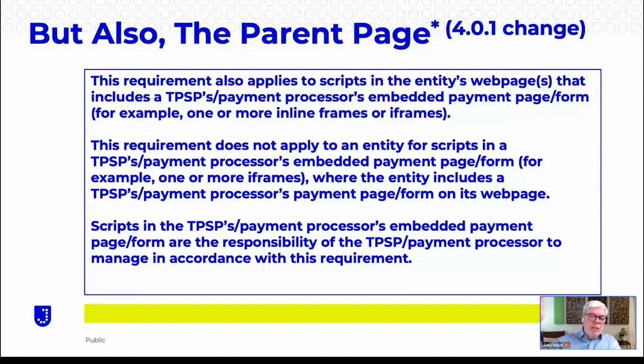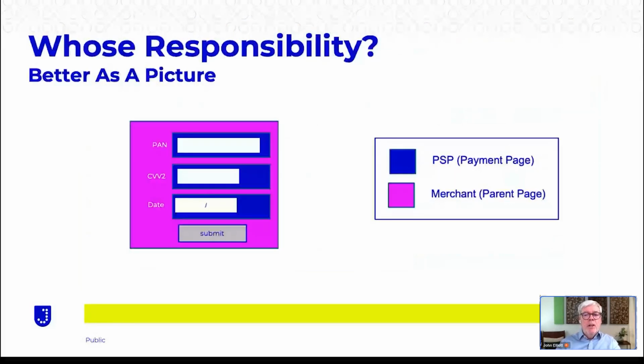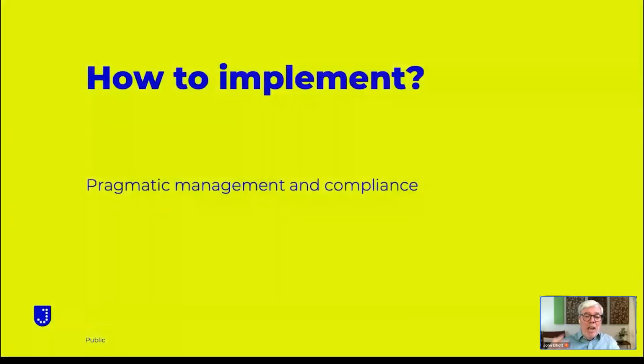For the merchant, it doesn't apply to the PSP scripts. The PSP scripts are their responsibility. That's what it says. I could have written that much quicker. And so as a picture, basically, the PSP and the merchant both have to comply with this requirement. The PSP for the scripts in their iframe or iframes, the merchant for the scripts in their parent page. So the question is, how do you implement it?